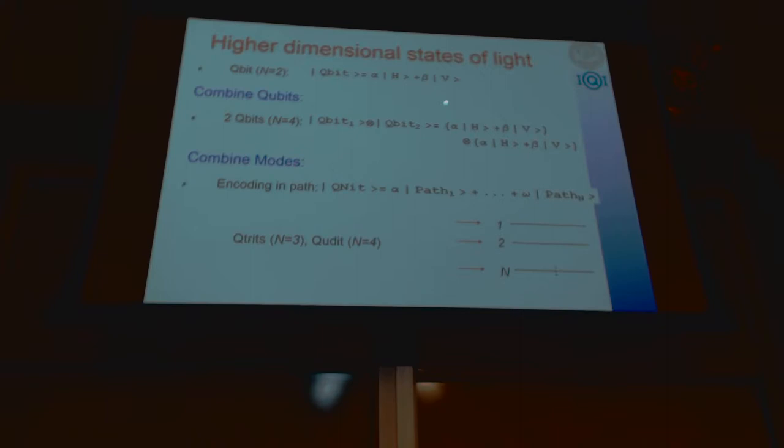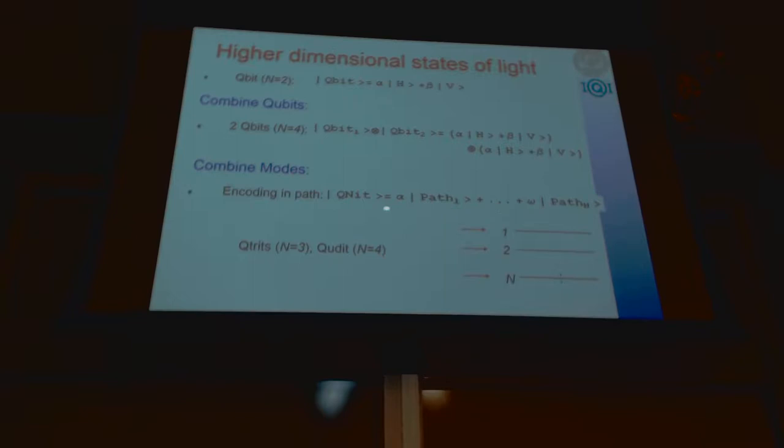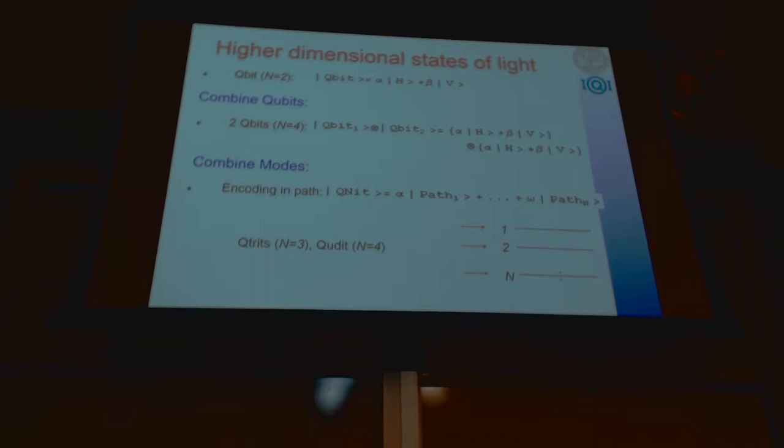Then one possibility is to combine more and more qubits to get higher dimensions. For example, if I combine 2 qubits, I have dimension 4. I can go on like that. I will talk a little bit about this. Or, if I want to go to higher dimensions, I can define the state of a photon in many modes, in many paths. Many different ways of superposition with many modes and so on. So this is just a little introduction.